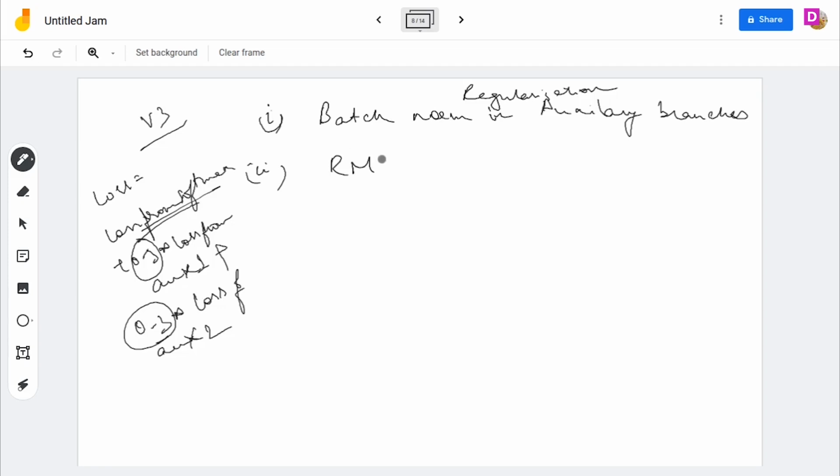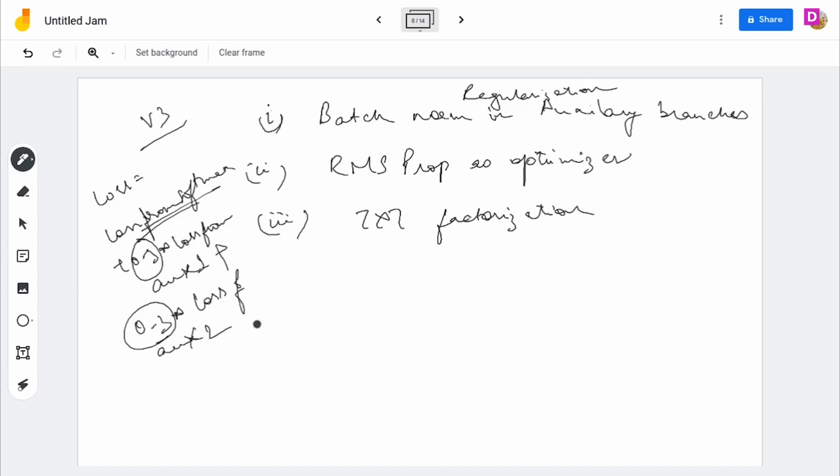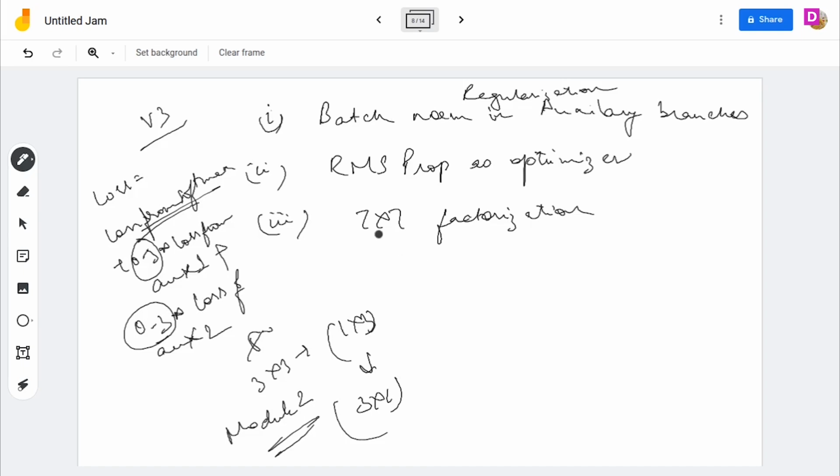Next, they added RMSprop as optimizer. The next thing, they factorized 7x7. What that means is, if you remember, a 3x3 was broken down into 1x3, and this 1x3 was followed by a 3x1. This was module 2. So here they have used inception, but they have factorized 7x7. So 7x7 will be factorized as 1x7, and this 1x7 will again be convolved with a 7x1 kernel. So this is basically 7x7 factorization.